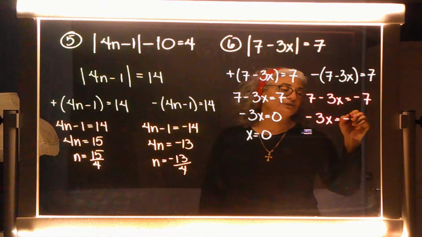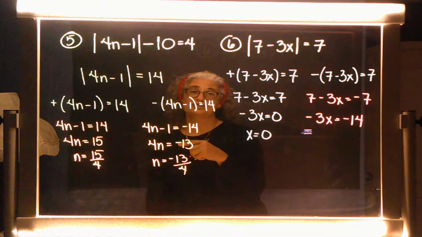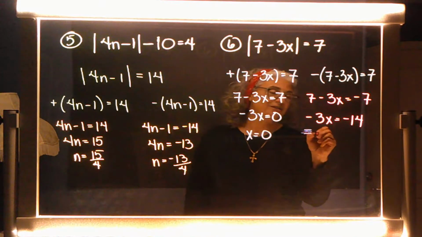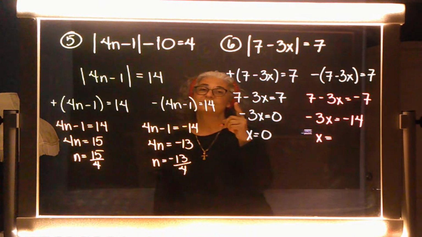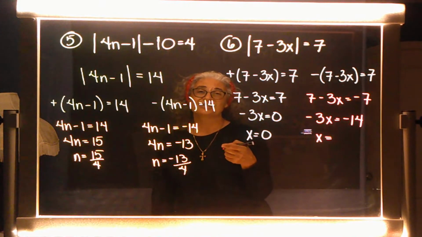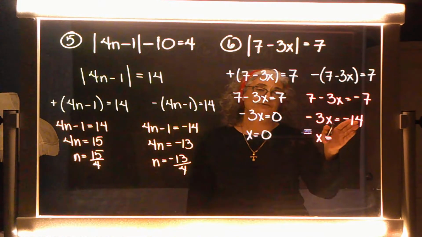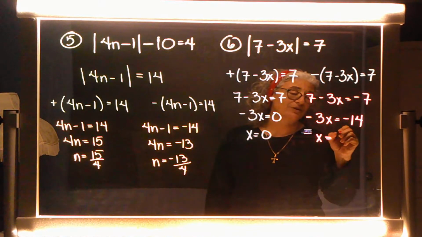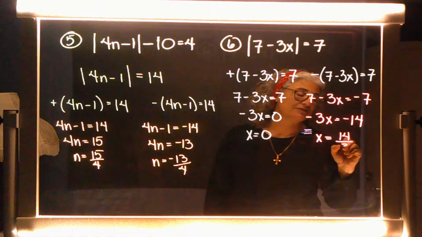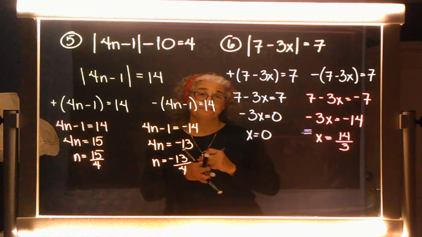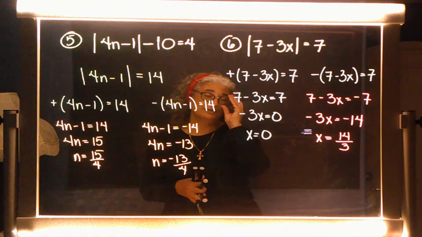Yeah, -14. And then what are you going to do? Divide both sides by -3, which gives you, yeah, you get a fraction, and it doesn't reduce, I know, but you have a -14 divided by a -3, which is a +14 over 3. Cool? Does this make sense?